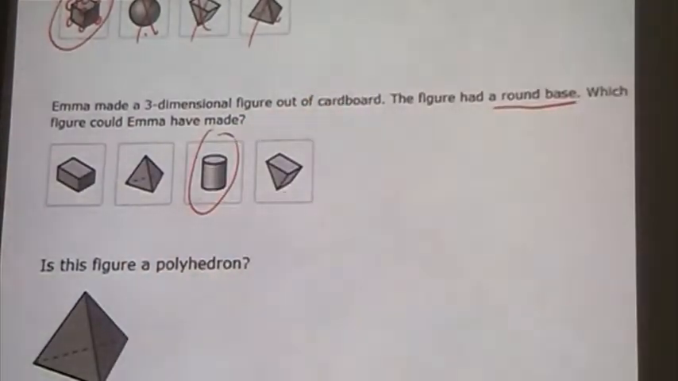Next one, Emma makes a 3D object. The figure has a round base. Well, which one of these has a round base? Boom, cylinder.